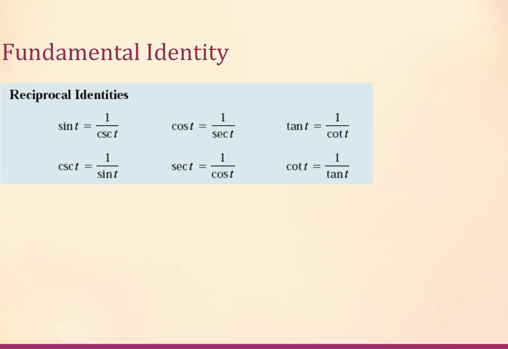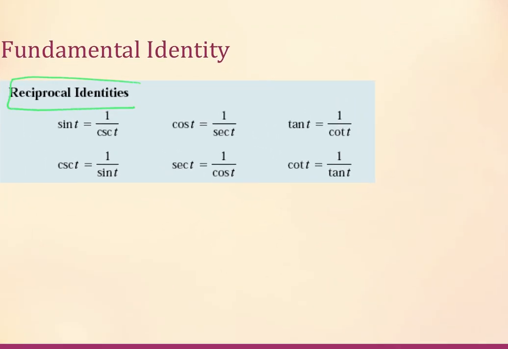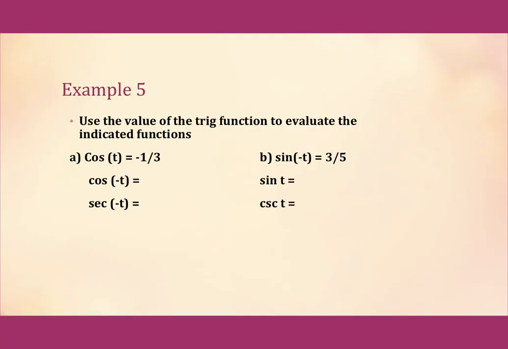All right, these, which we just talked about, are called the reciprocal identities. You already know these. The reciprocal of sine is cosecant. The reciprocal of cosine is secant. Reciprocal of tangent is cotangent. Reciprocal of cosecant is sine. Secant to cosine, and cotangent and tangent. So you could go in either direction. And this is how you'll see these used.